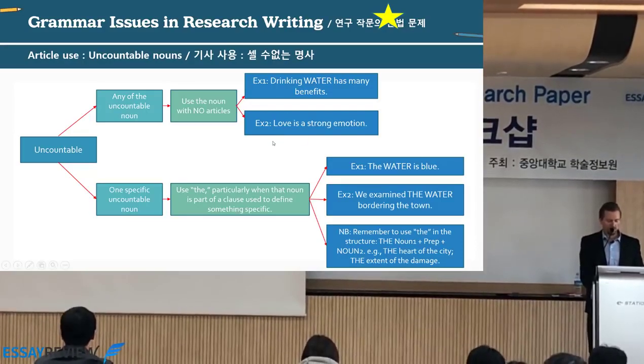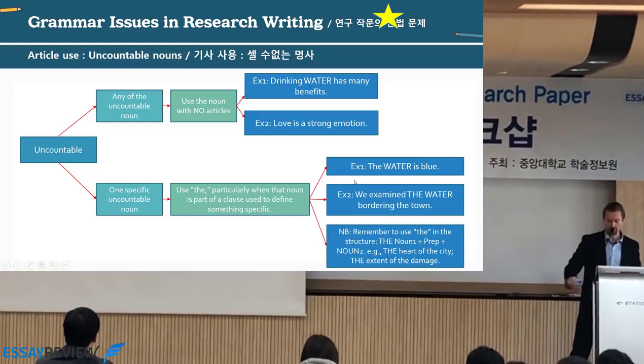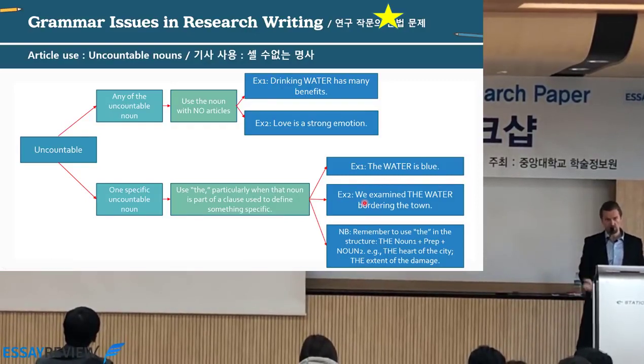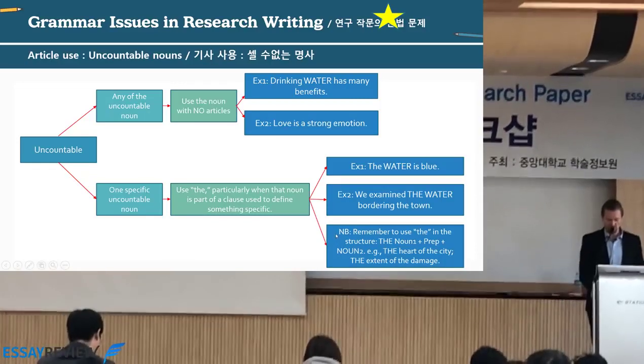If your uncountable noun is one specific noun, use the. So if you're referring to specific water, the water, that water, this water. We examined the water bordering the town. Which water? The water bordering the town. And remember to use the in the structure, the noun plus preposition. So the heart of the city, the extent of the damage.